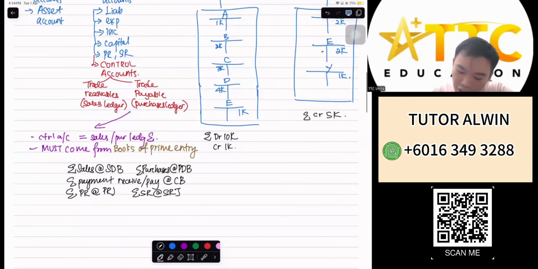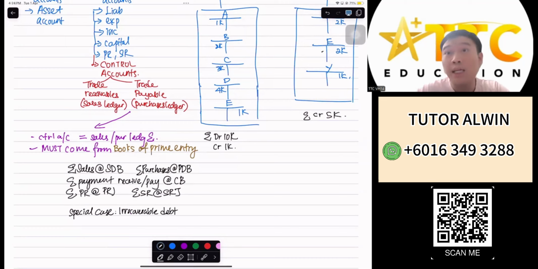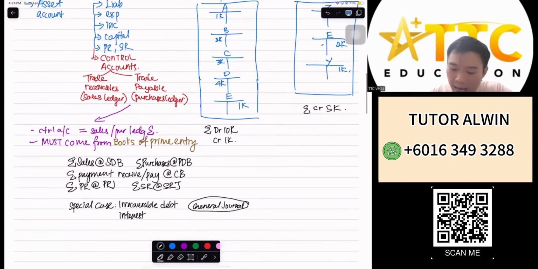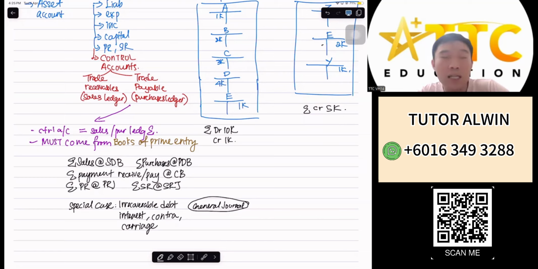Now, if there are any special cases like irrecoverable debt, meaning a customer who is not able to pay you back totally, 100%, because of bankruptcy, you get it from the general journal. Irrecoverable debt, extra interest charged by a supplier, or you charging the customer for late payment. Any contra entry, meaning a smaller figure offsetting the bigger figure, which I will talk about later on. Any others, such as extra delivery charges, carriage inwards, carriage charges, delivery charges, will be found in the general journal.